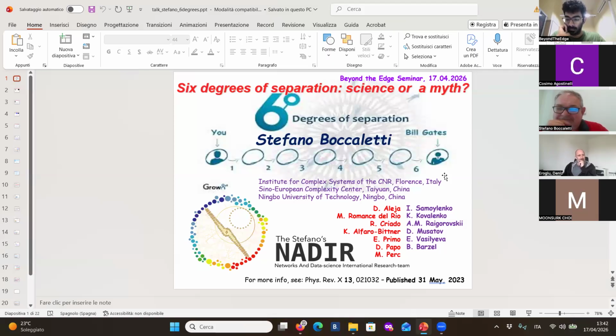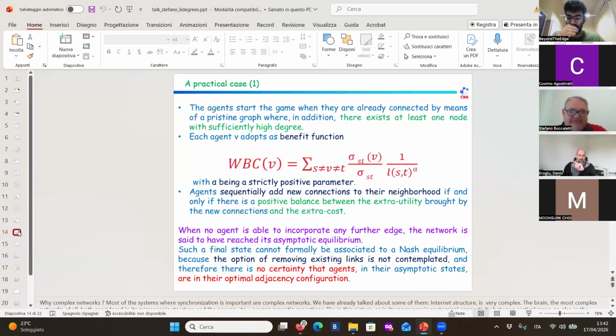You say you choose a strictly decreasing function f when you do this optimization between the benefit and the cost. As far as I understand, you're choosing 1 over L to the power alpha. This is very nice. Sorry, I'm sharing, you should see my screen now. Correct. For the numerics we used as strictly decreasing function 1 divided by L to the power alpha.